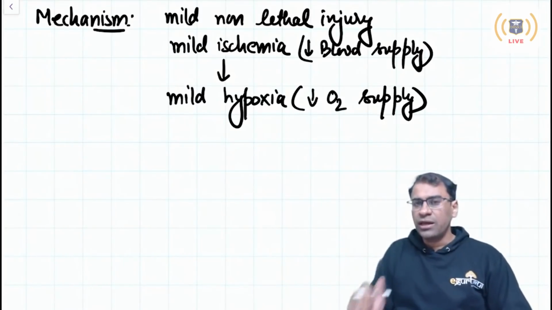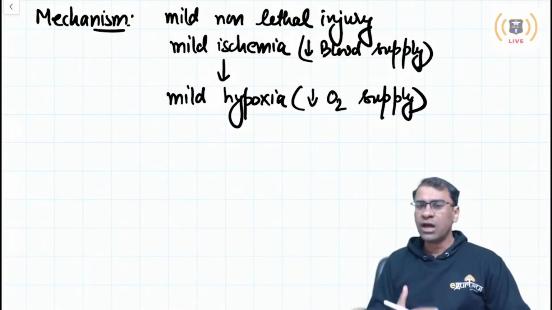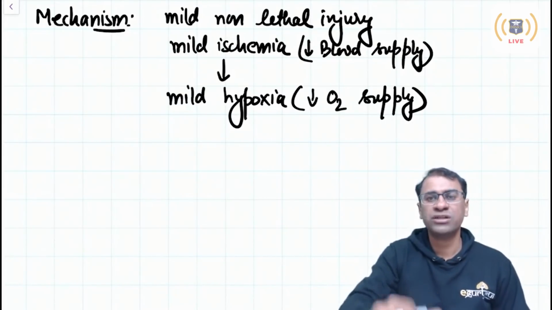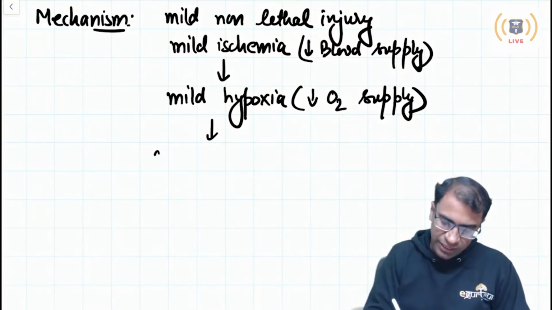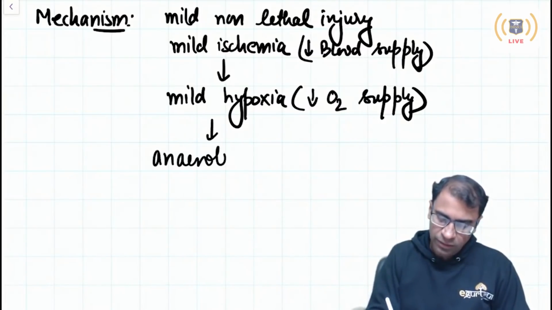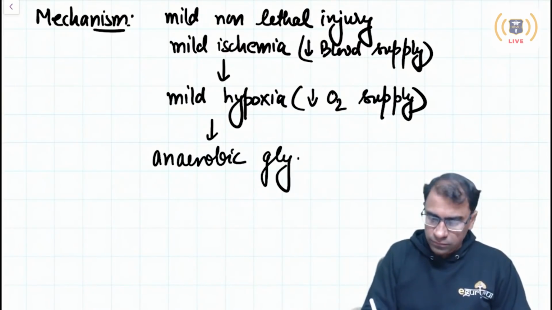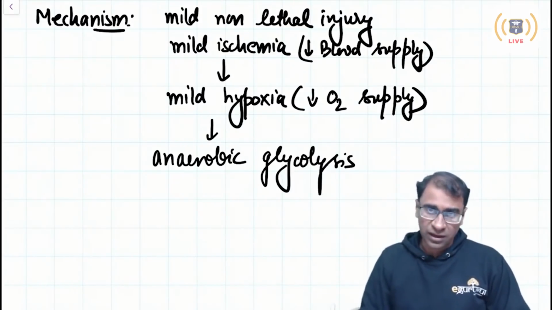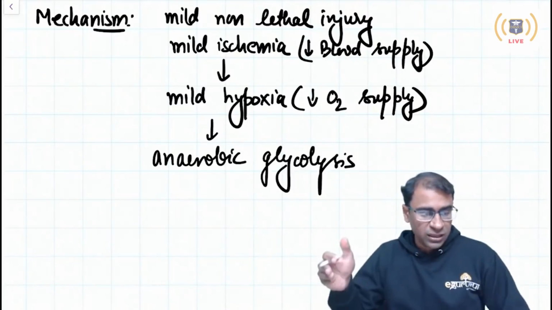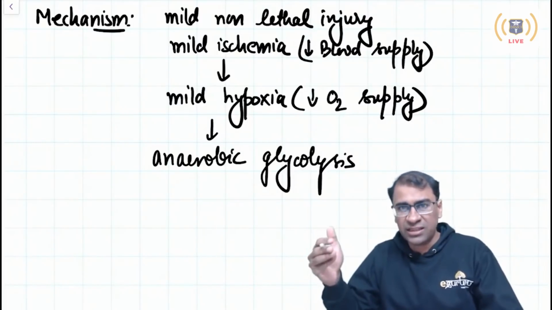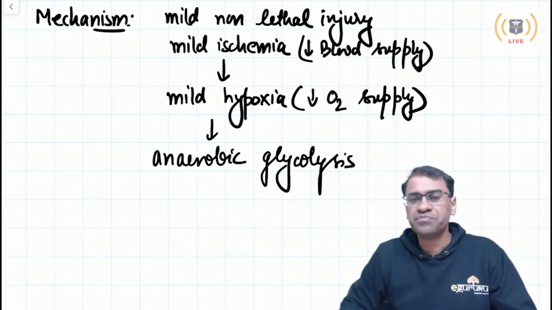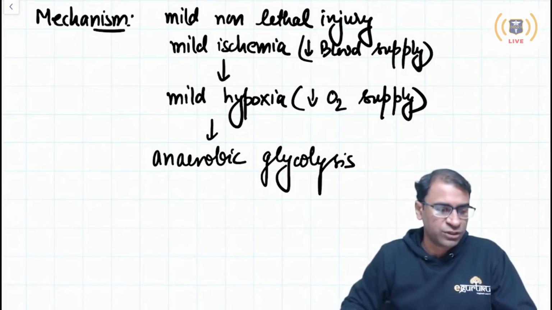Now see, in biochemistry you have read, whenever the amount of oxygen is less, it leads to what? It leads to anaerobic glycolysis. That means the glucose is being utilized in a lesser amount of oxygen. So what is the effect that you must know?